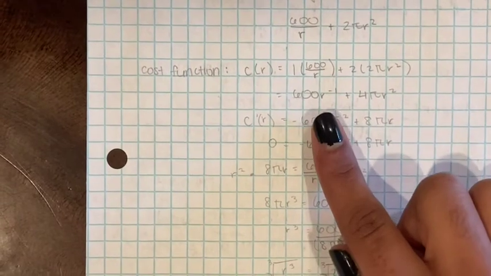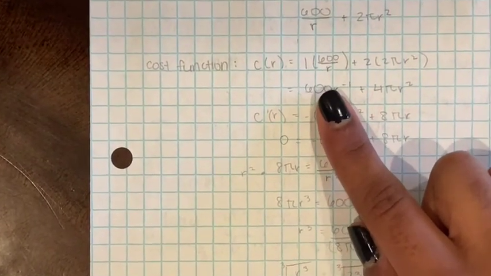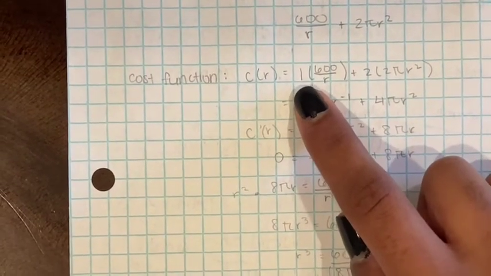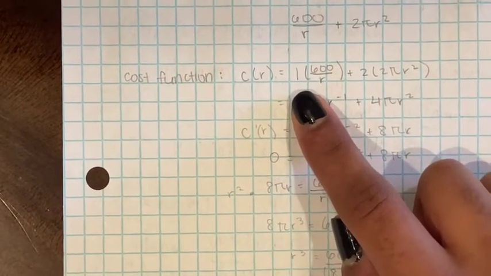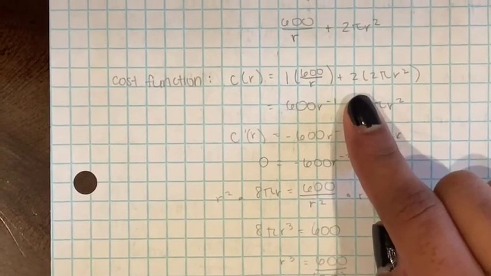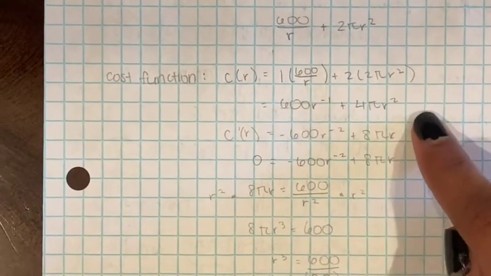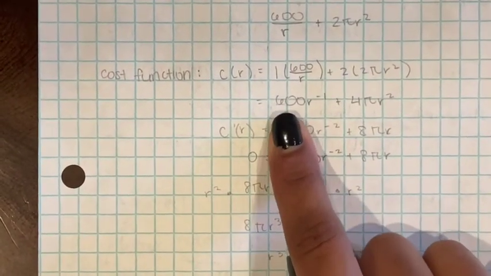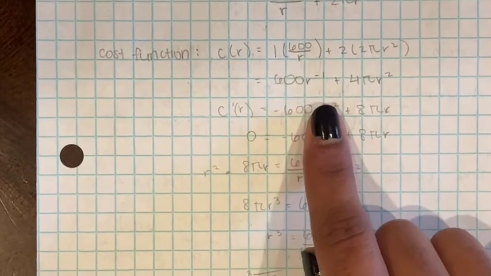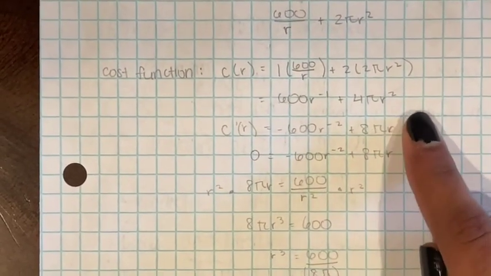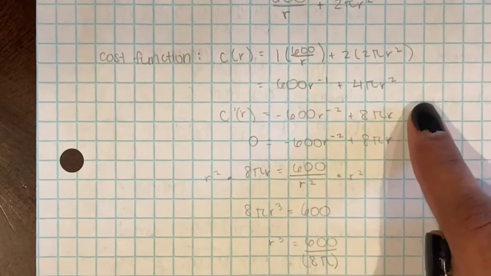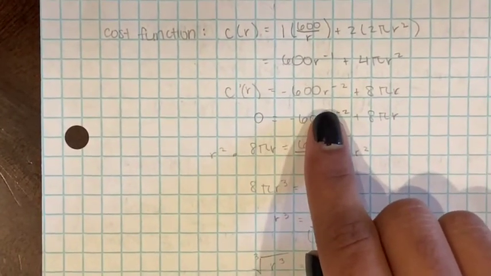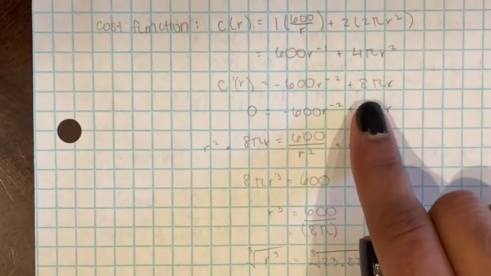So for our cost function, we plug in our equation, referencing the fact that the side costs $1 per square inch, whereas the top and bottom are $2 per square inch. So once we do this, to simplify it before we find the derivative, I found the equation 600r to the negative 1 plus 4 pi r squared. After this, we are able to find the derivative of the cost function. So then we get negative 600r to the negative 2 plus 8 pi r.